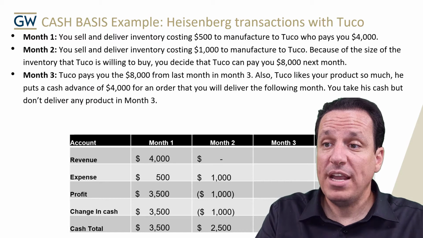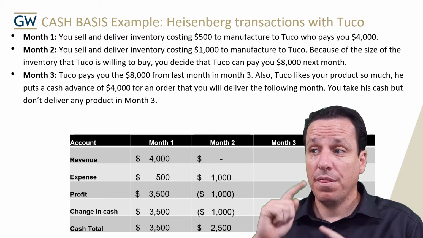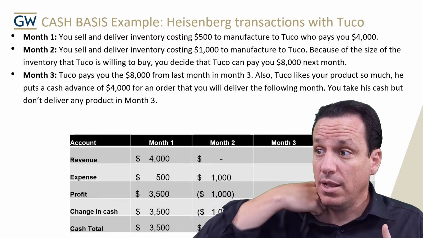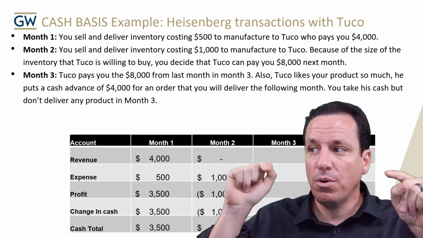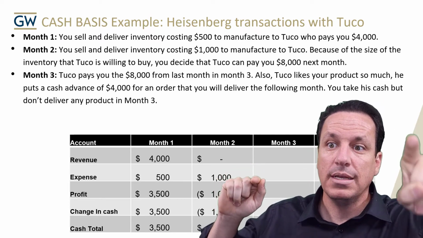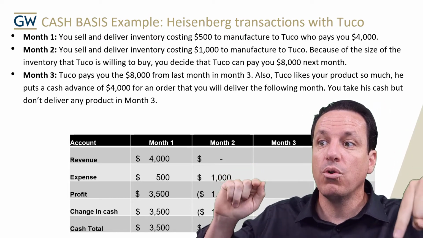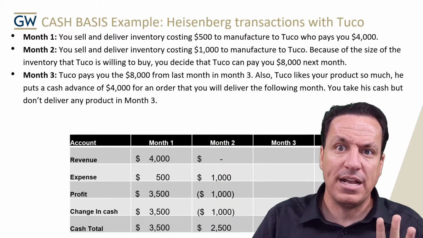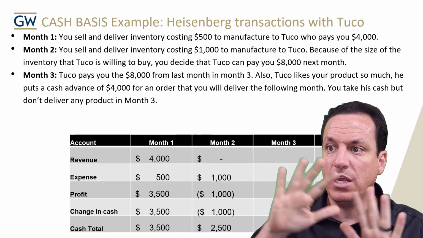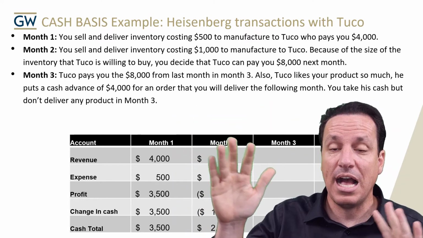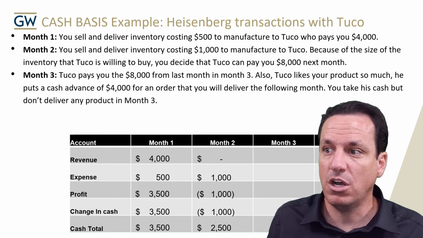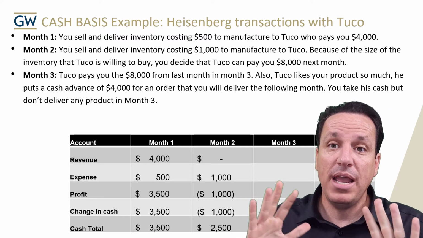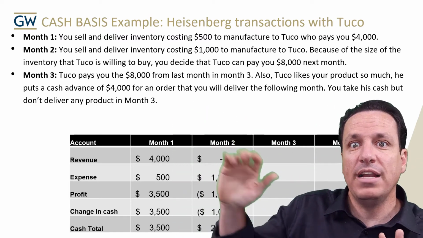Month 3. Tuco pays you the $8,000 from last month in month 3. So Tuco pays you $8,000 from last month in month 3. So that's this month. Also, Tuco likes your product so much, he puts a cash advance down and pays you $4,000 for an order that you will deliver the following month. So how much cash are you getting? You're getting the $8,000 that he owed you from last month, and he's paying you for next month. All right. So you're getting 2 sources. The total of $8,000 and $4,000 is $12,000. So you're getting $12,000 in cash. You take his cash, but you don't deliver any product in month 3 because he's paying you for month 2 and he's putting an advance on month 4.